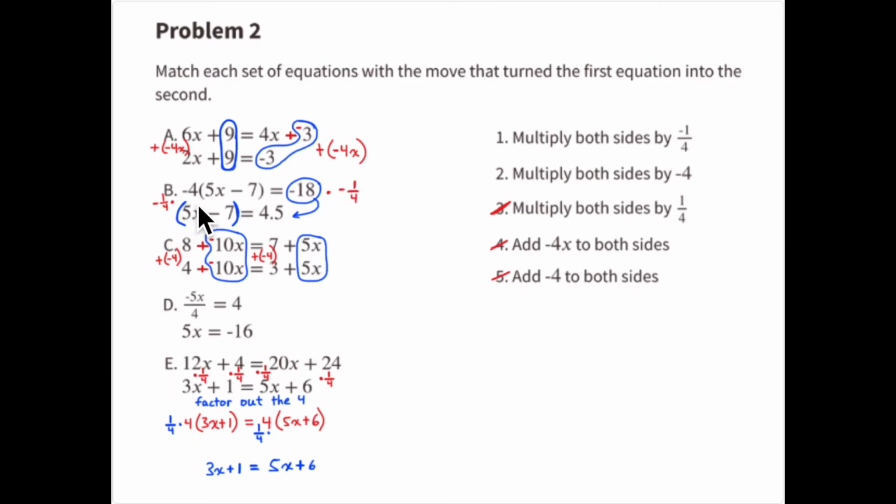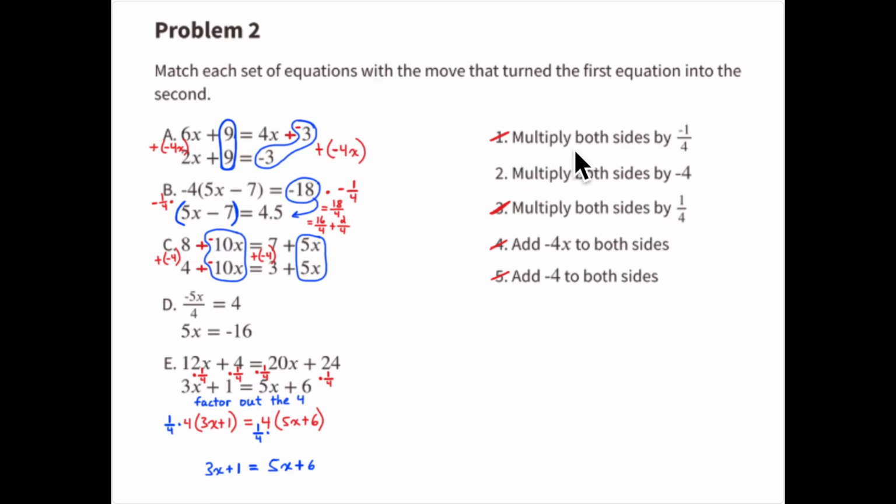You're multiplying by the multiplicative inverse of a negative 4. The multiplicative inverse of negative 4 is a negative 1/4. So this negative 4 goes away, and you're left with 5x minus 7, and a negative 1/4 times a negative 18 is a positive 18/4. Now you can look at this as 16/4, which is 4, plus 2/4, which is a half. So this answer is 4.5. And so the operation for B is 1.